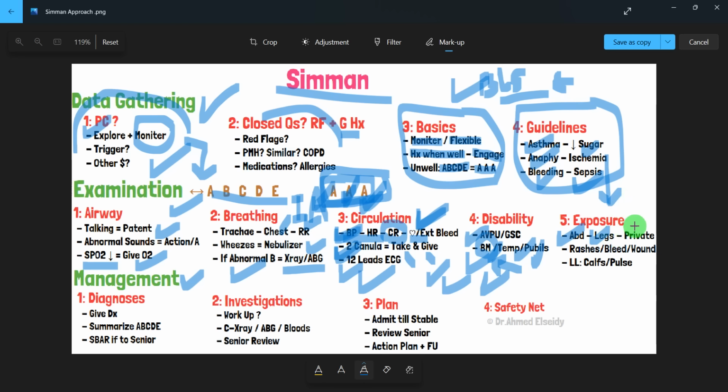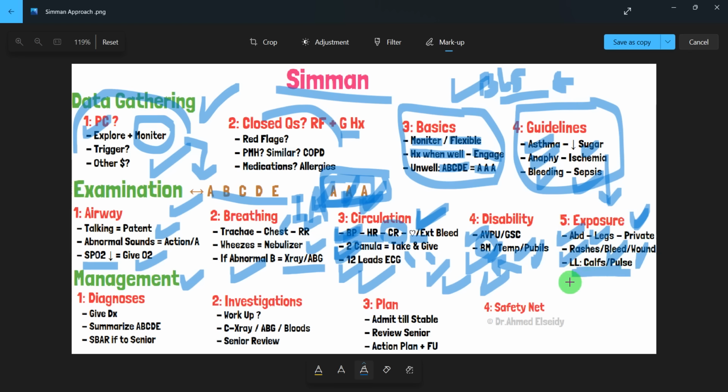And you can do exposure to look at the private area. If this lady was, for example, coming back from delivery and bleeding, you can have bleeding from the vagina or sutures in the perineal area. Okay, so you do exposure to look for rashes in anaphylaxis, bleeding in some cases, and wounds in other cases here. Okay, make sure you look at the lower limb, please.